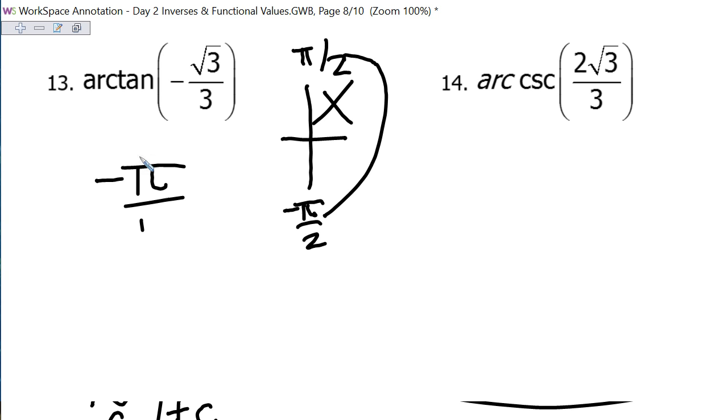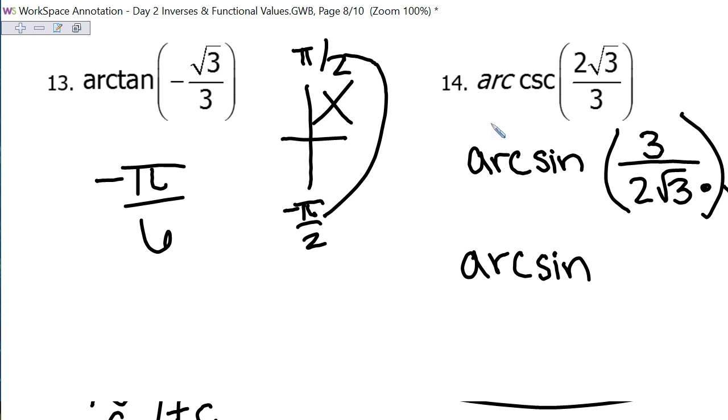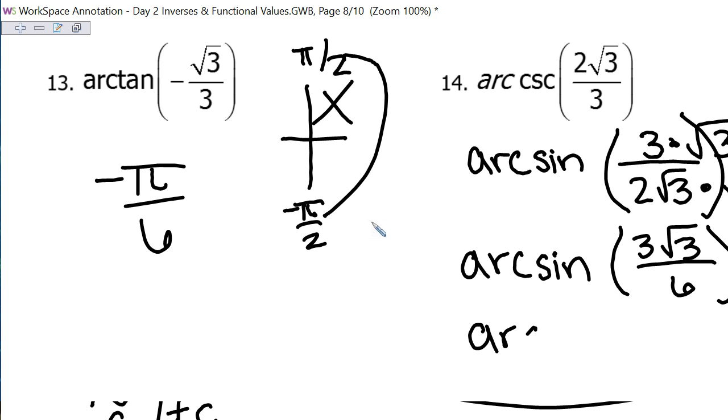And number 14, instead of arc cosecant, let's change this to arc sine. If I invert that fraction, this would be 3 over 2 square root of 3. That is not a unit circle value, so we'll need to rationalize that. So multiply numerator and denominator by square root of 3. So that gives us 3 square root of 3 over 6. And that simplifies down to square root of 3 over 2.